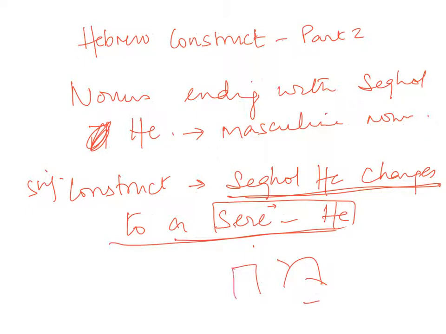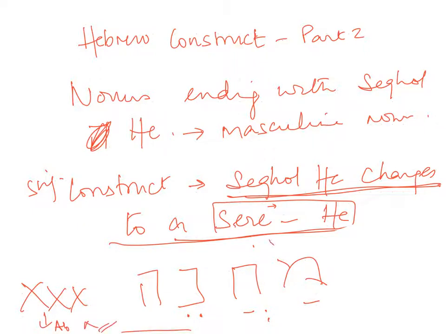This is Makhane. In this particular example, what happens is this segol he will become a sere he. This is the absolute noun.